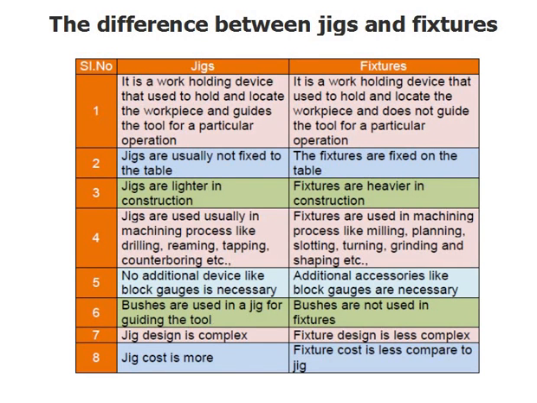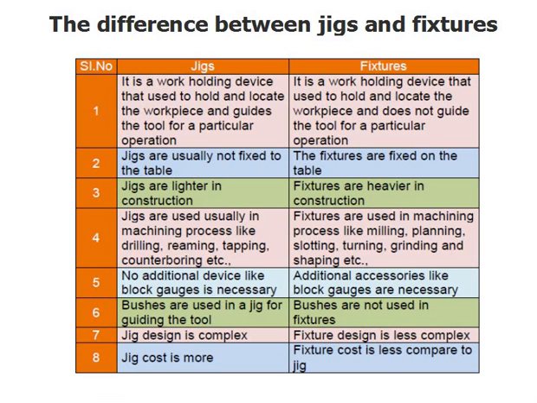Now we'll see the difference between jigs and fixtures. A jig is a work holding device that is used to hold and locate the workpiece and guides the tool for a particular operation. Whereas a fixture is a work holding device that is used to hold and locate the workpiece and does not guide the tool for a particular operation.